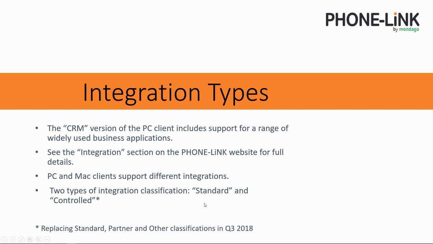We, loosely speaking, have two types of integration, two classifications. One is called standard and the other is called controlled. For those of you that have been selling Phone Link for a little while, you'll probably remember that we used to have three, which are standard, partner and other. That's now changed. We've reduced it down to two.